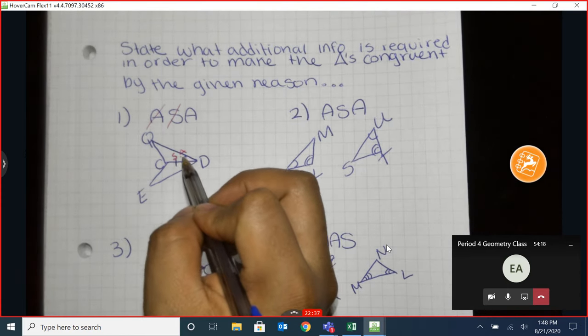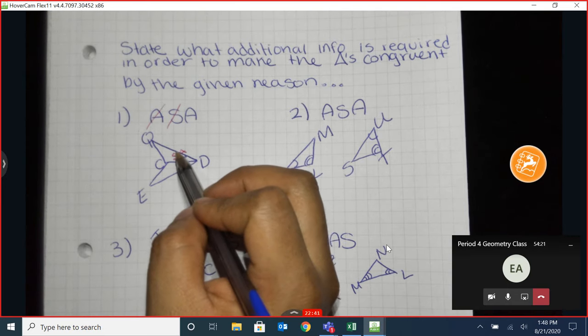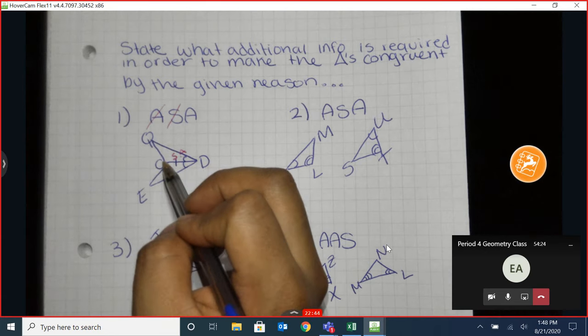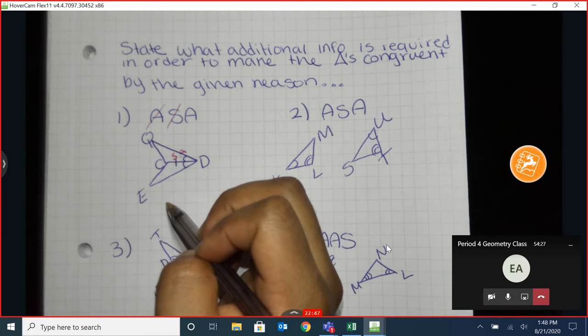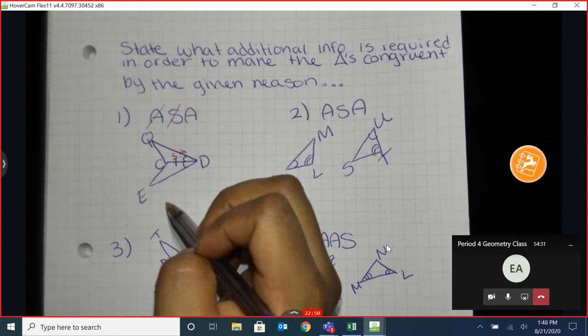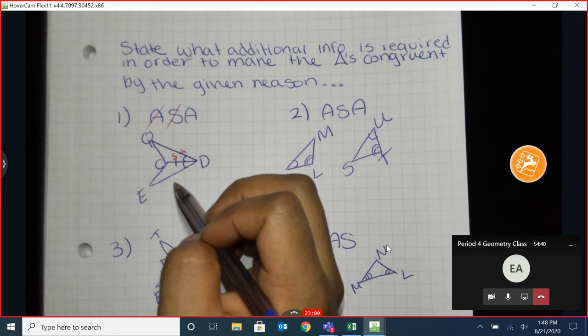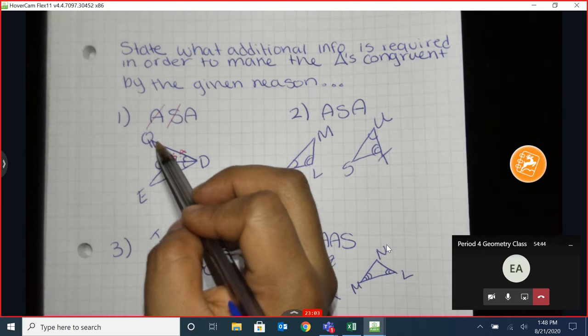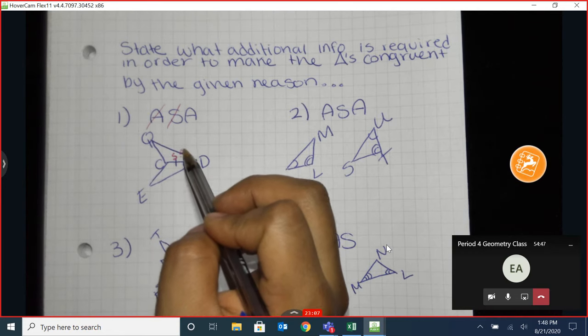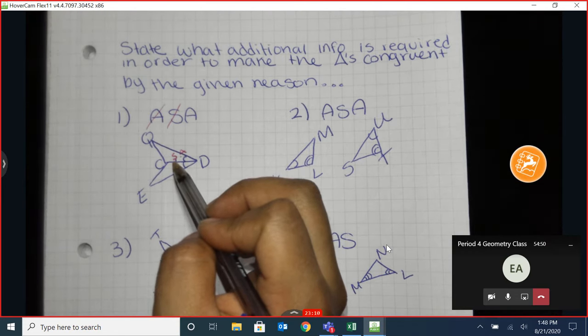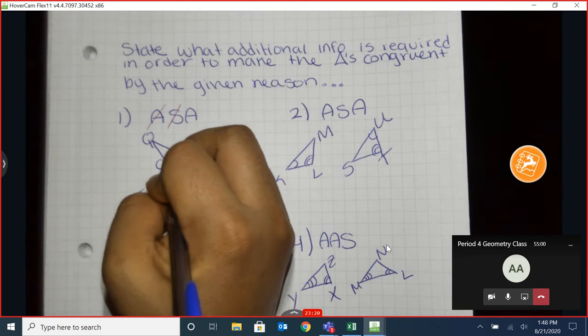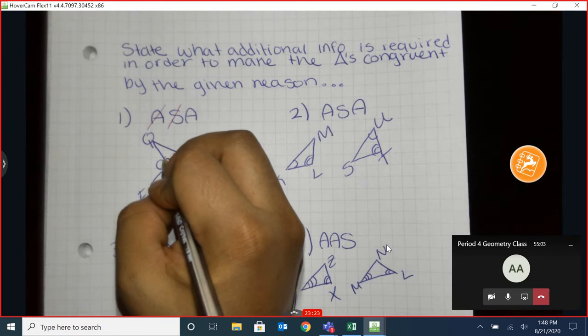So again, you're given an angle and a side. We said we're missing an angle. Now, should I label the angle at the Q, at the top, or in the middle, at the C? Well, let's think about it. If I put it at the Q, it would say angle, angle, side. Is that what we're asking for? No. So therefore, I have to put it right here where the C is.